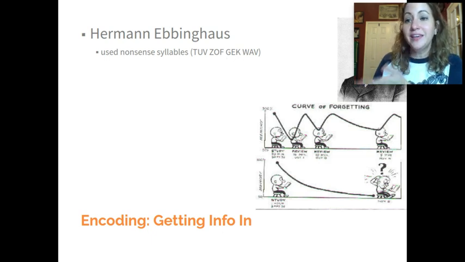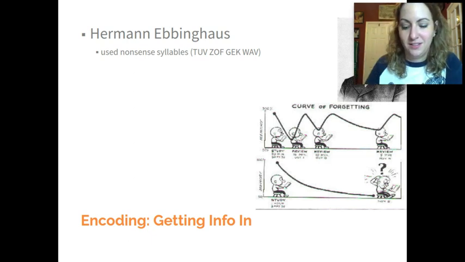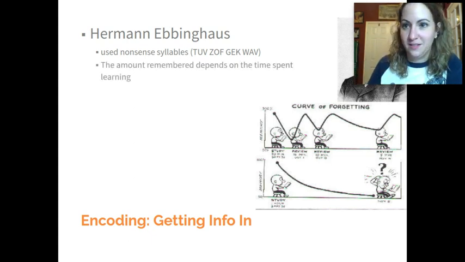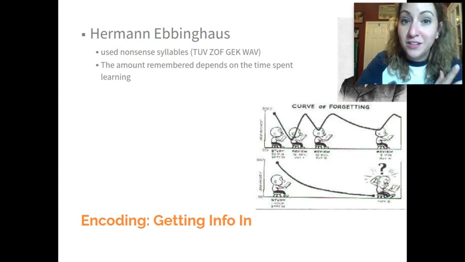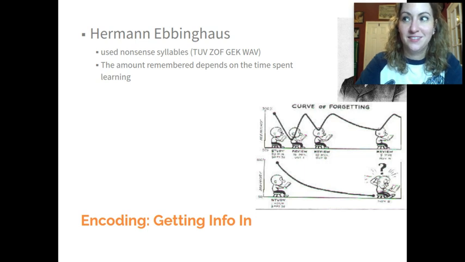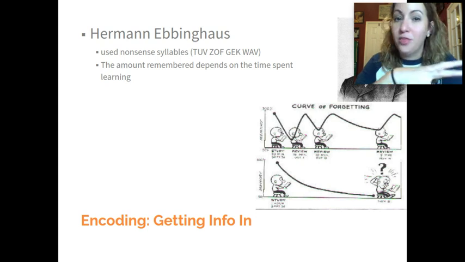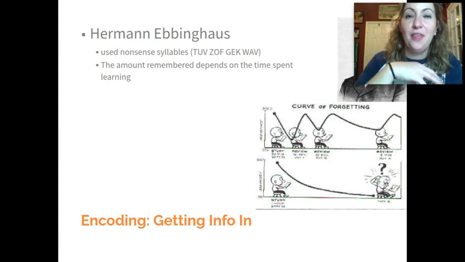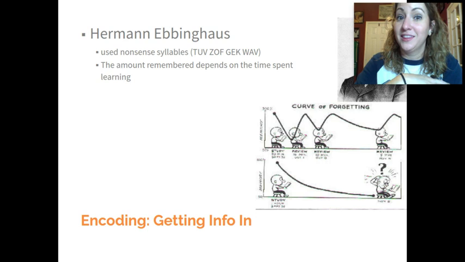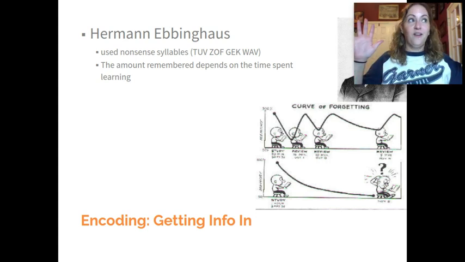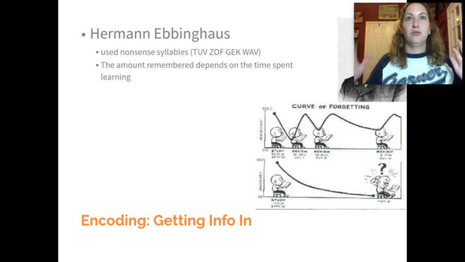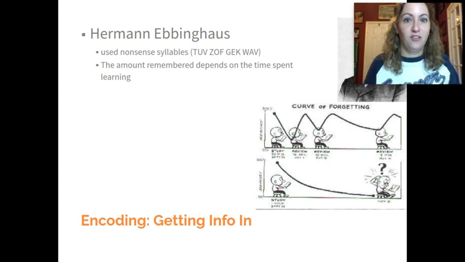And he came up with this brilliant idea. You'll never guess what it is. He realized that the amount remembered depends on how long he spent learning it. Let me say that again. The more he studied, the more he remembered, and the less he studied, the less he remembered. Wow, that's incredible new information that I've never thought of before. Obviously, big brain time.